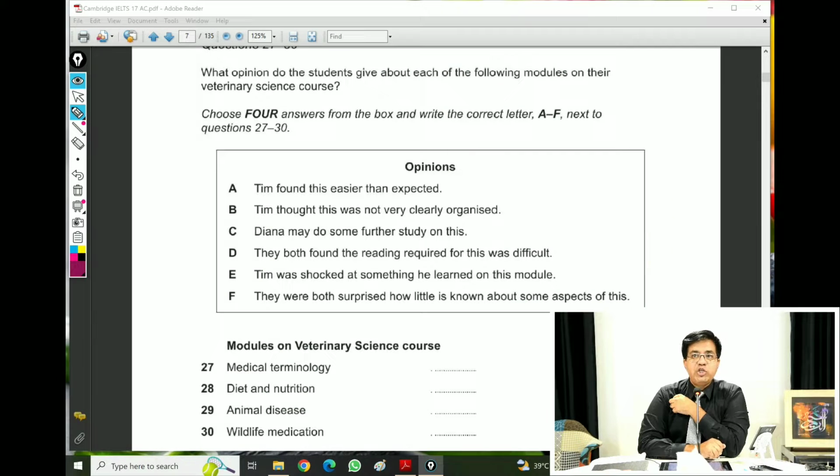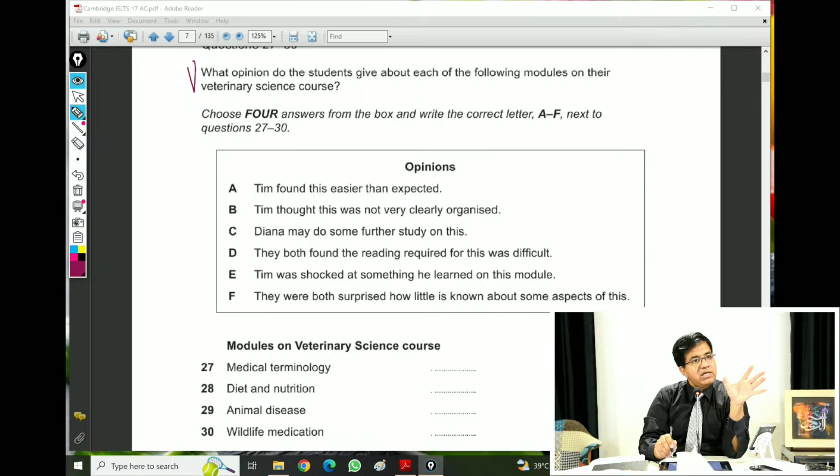Okay, now we've got matching and you have to match opinions with modules. They have given some modules, they have given opinions and you've got to match them. First we read the question together. What opinion do students give about each of the following modules on their veterinary science course?